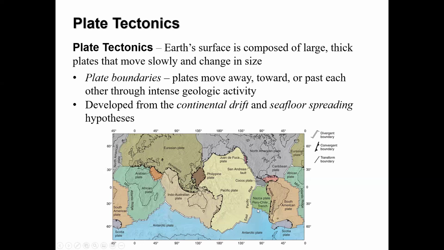So the theory of plate tectonics developed from two different hypotheses, two different ideas. The first one is continental drift, and the second is seafloor spreading. So we're going to first talk about the early stages of continental drift and why that was initially shot down for several decades.